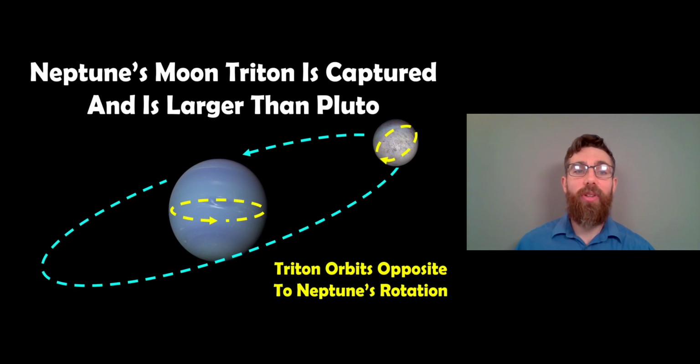Now, the biggest captured moon in the solar system is Triton. So Triton is a very large moon. It does have an atmosphere, and it's larger than Pluto. And it orbits in the opposite direction to the rotation of Neptune, so we know it's captured. We also know where it came from. So it's larger than Pluto, but it's of a similar composition. It came from a similar location. And this is our largest captured moon.